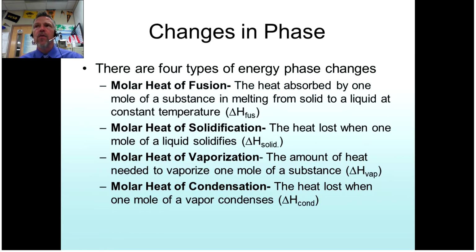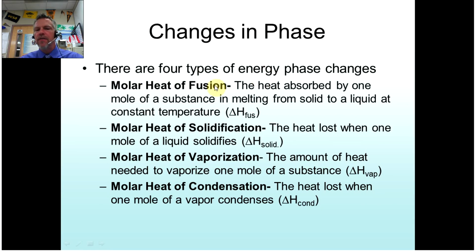Okay, so now there are 4 different types of energy phase changes that we're going to consider. And they're all laid out here, so we'll walk through them one by one. They have kind of complicated names, but they're simple concepts. This thing called the molar heat of fusion. First of all, this term molar always means per mole. So, in other words, the heat of fusion for a single mole of the compound.